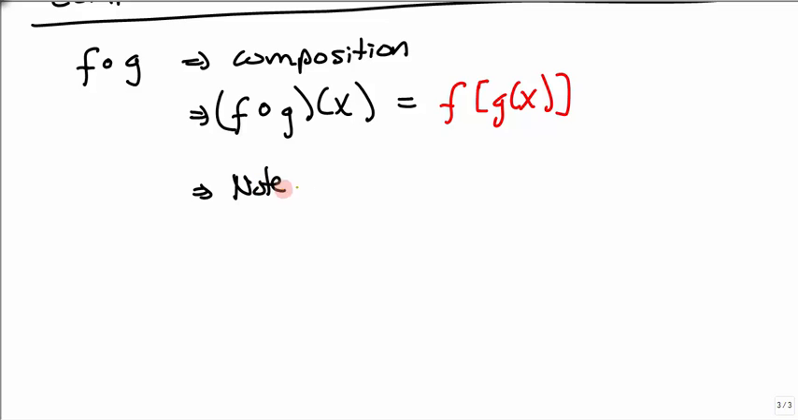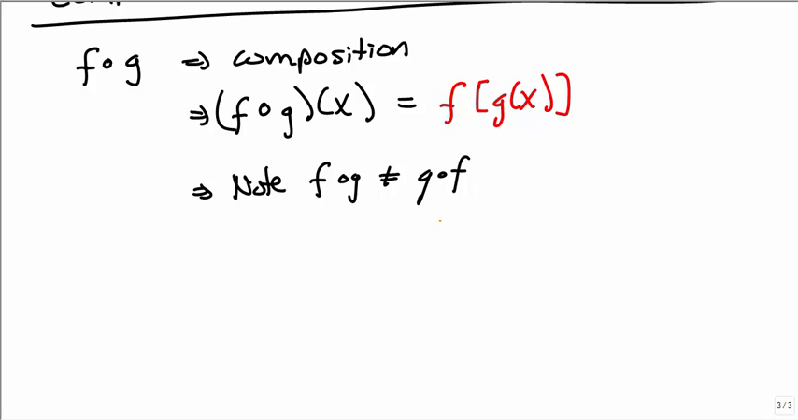F composite G does not equal G composite F as a rule. I can't depend on basically the commutative property to work here. I can't say F of G equals G of F in these particular cases.